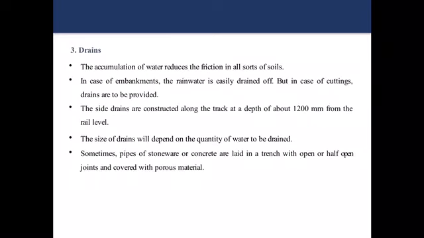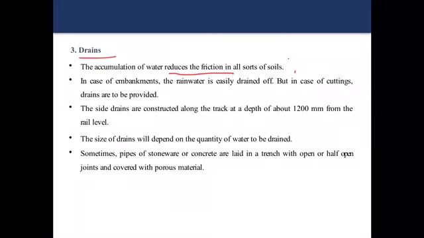The third parameter is the provision for side drains. Drainage is one of the important parameters in a railway track, because if water comes in contact with the formation soil or the subgrade, it reduces the friction of all sorts of soil. Ultimately that will reduce the strength and stability of the soil.